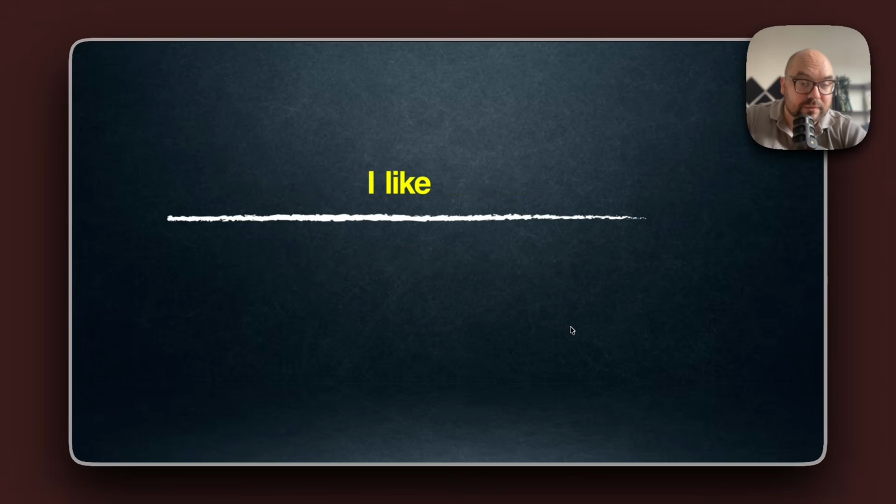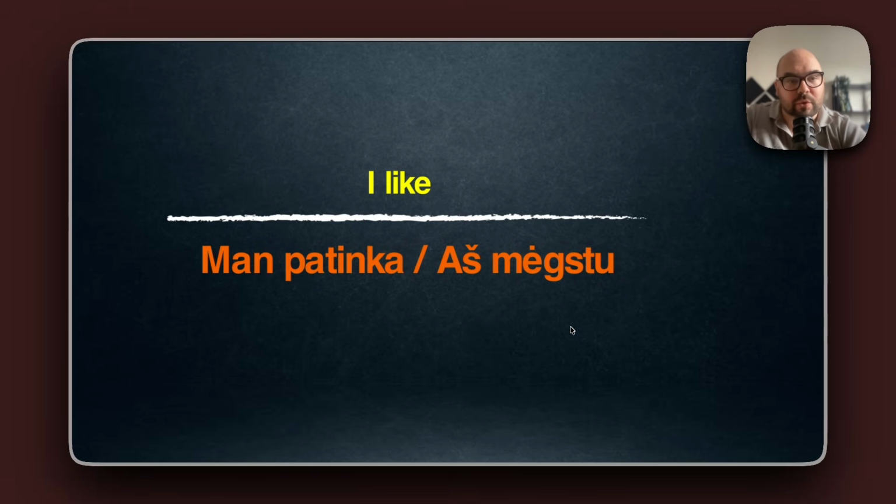I like, there's a couple of versions to say I like. Man patinka or aš mėgstu. So the aš mėgstu version is the normal one, right? You would say like, I like. But if you said man patinka, it's a bit different. Spanish people will understand it better because you have me gusta in Spanish, which would mean, well, to me, there's a liking, right?